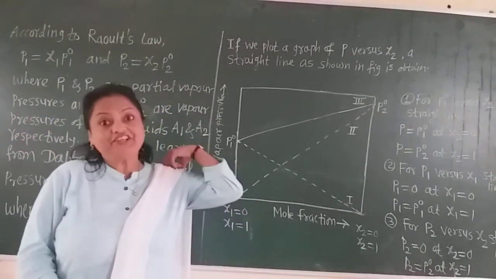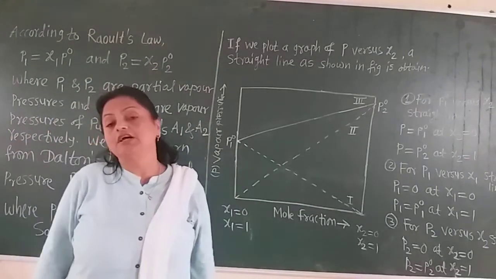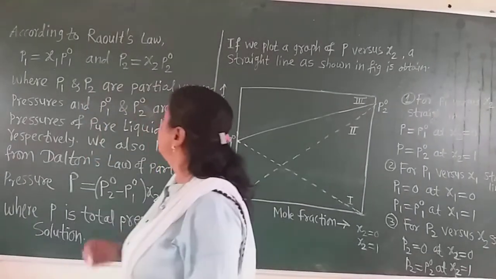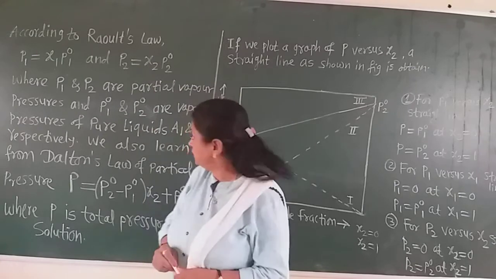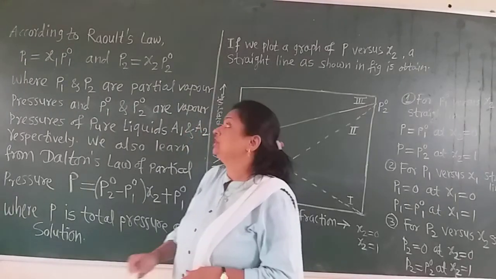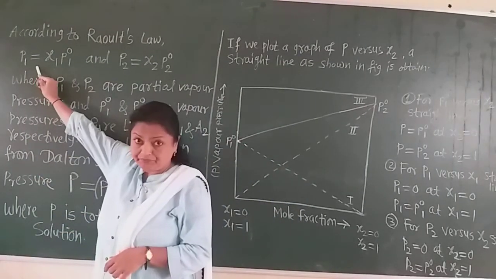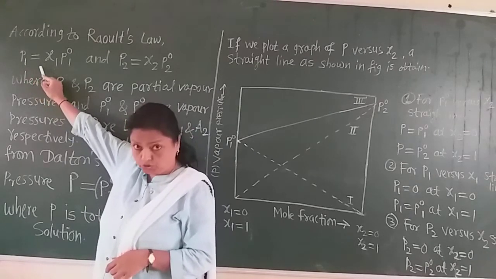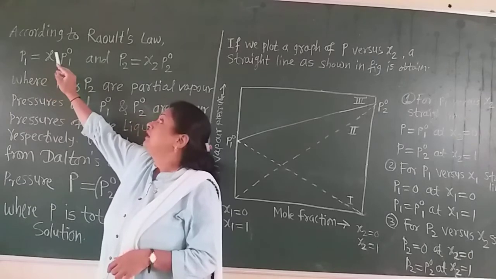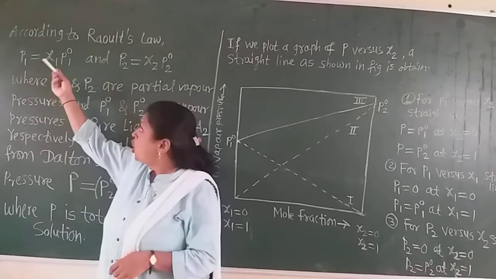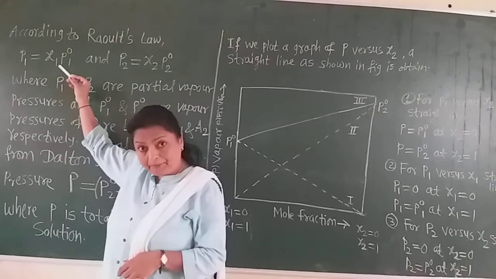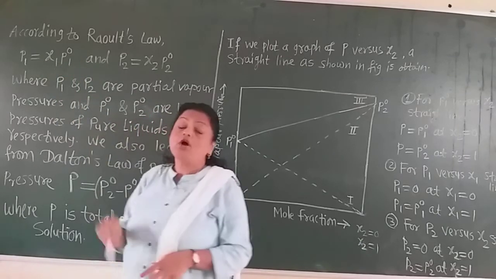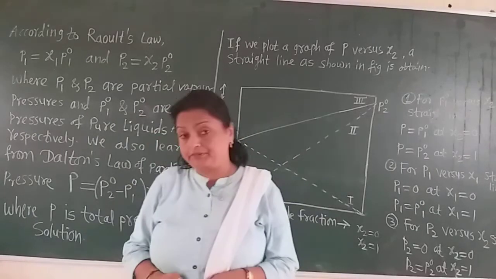In the last lecture we learned about Raoult's law. Now what is Raoult's law? We know that according to Raoult's law, the partial vapor pressure of any component is equal to the multiplication of the vapor pressure of that pure component and the mole fraction of that component.